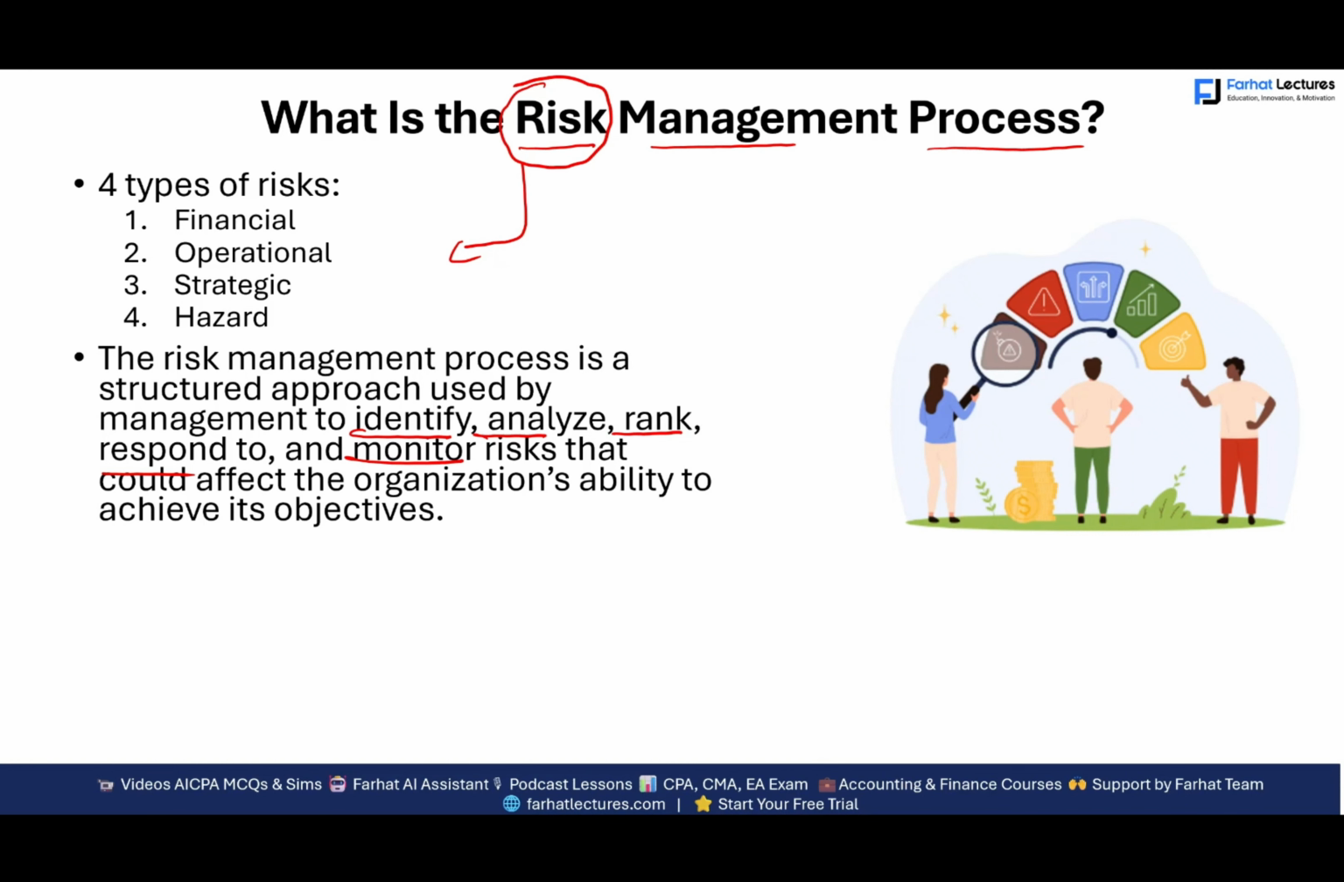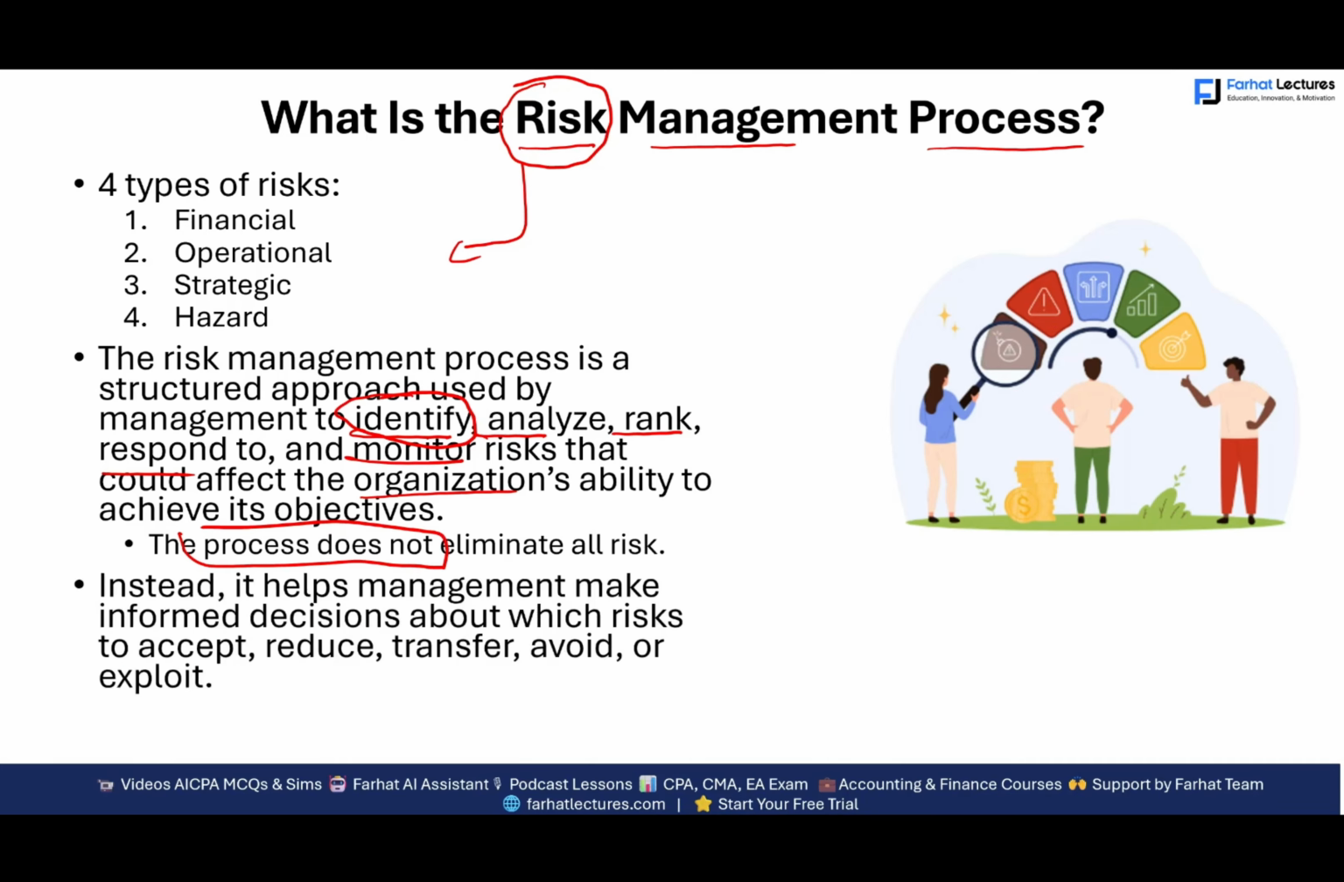Now, in this session, we will focus on identifying the risks that affect the organization's ability to achieve its objective. The misconception is that you could eliminate the risk. The process does not eliminate the risk at all. So if one of the multiple choice questions hints at eliminating risk, it does not happen. Instead, it helps management make informed decisions about which risk to accept, which risk to reduce, which risk to transfer, which risk to avoid, and which risk to exploit.